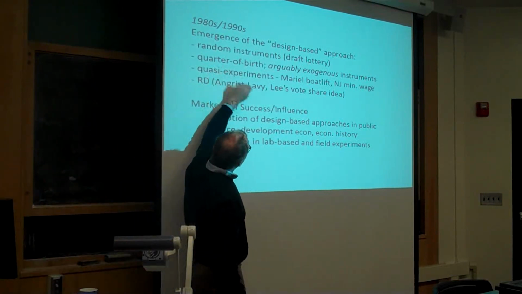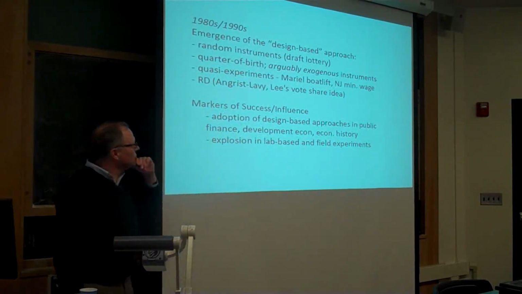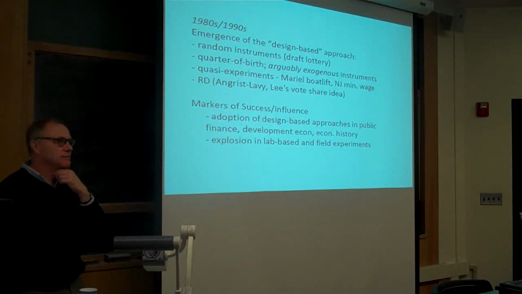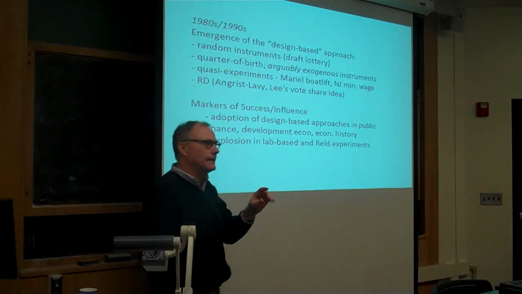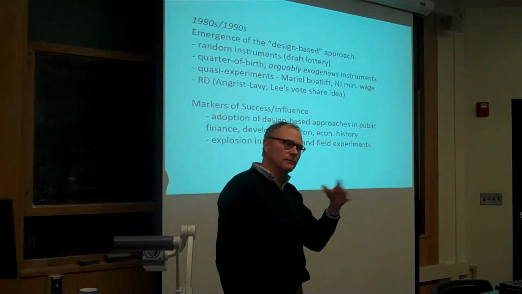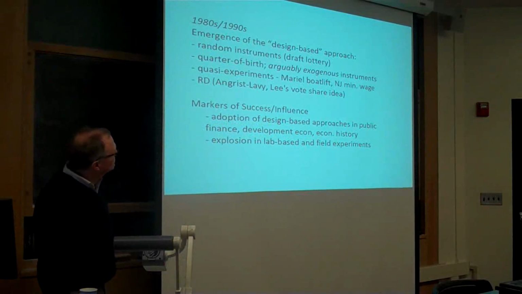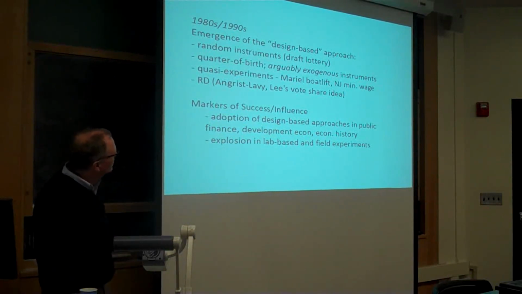Then there's the quarter of birth instruments. This was Angrist and Krueger. They were looking at military service patterns, and they noticed that there was this very strange pattern of schooling in the quarter of birth. They were trying to estimate the effect of World War II service, actually. But they got onto the quarter of birth as a source of variation in education.